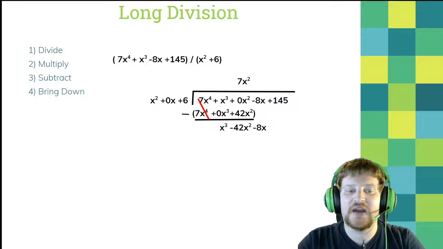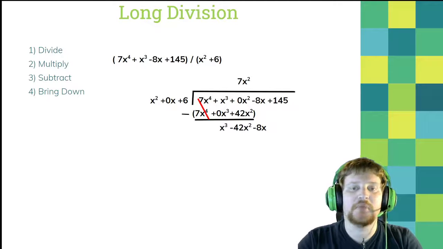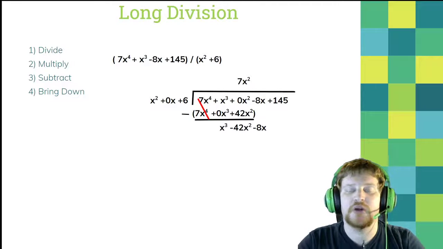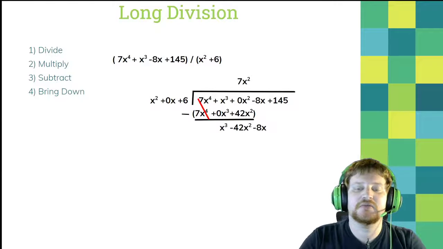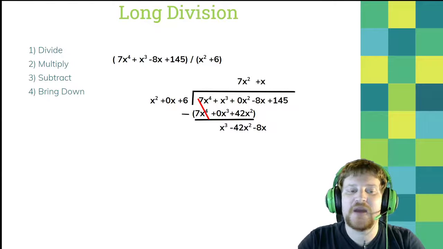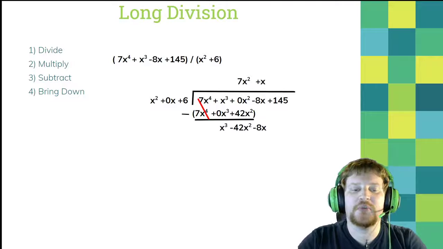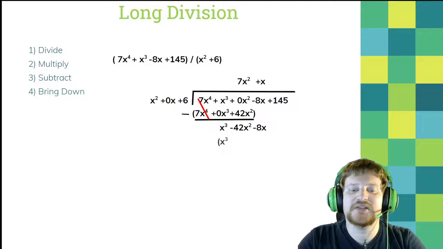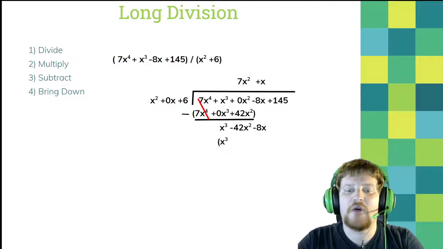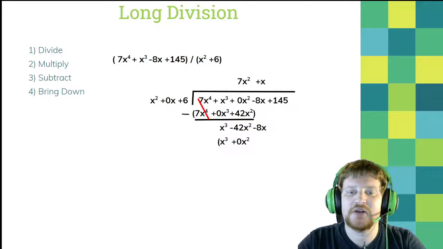Step 1, divide. What do we need to multiply x squared by to get to x cubed? Well, that one's easy. x. So if we multiply x by x squared, that gets us to our x cubed. So step 1, divide, done. Moving on to multiply, x times x squared is x cubed. 0x times x is 0x squared. And x times 6 is 6x. Once again, that's our multiply step done. Step 3, subtract.